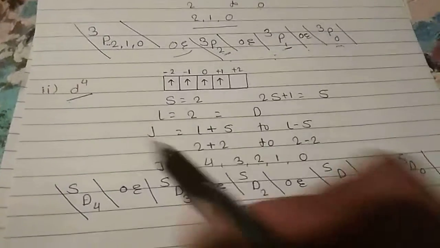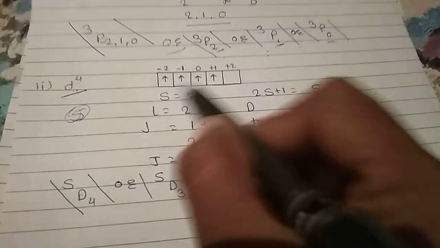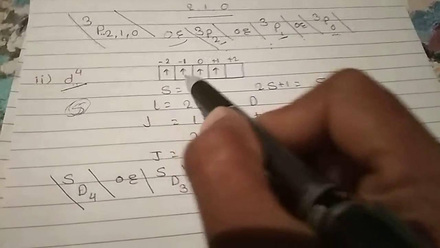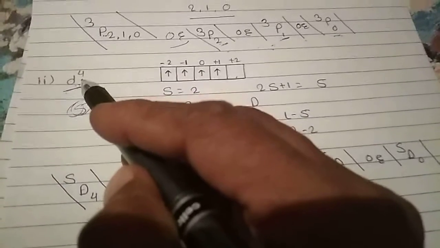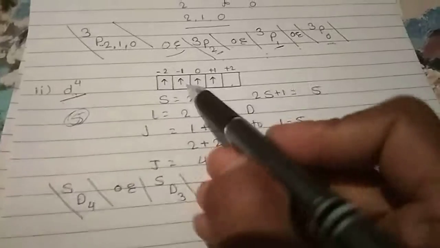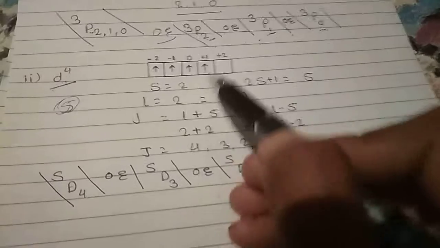Now we take a second example, that is the d4 system. So we know that in the d shell there are 5 subshells. So we draw these as 5 subshells, 1 2 3 4 and 5. d4 means 4 electrons are placed in these. So we place these electrons like that, 1 2 3 and 4 electrons are placed here. First of all we calculate the spin of each electron.